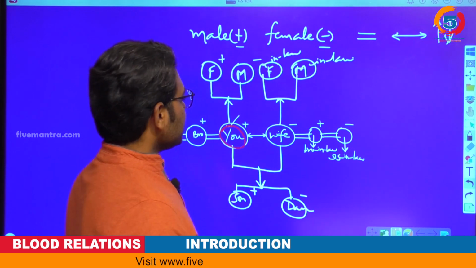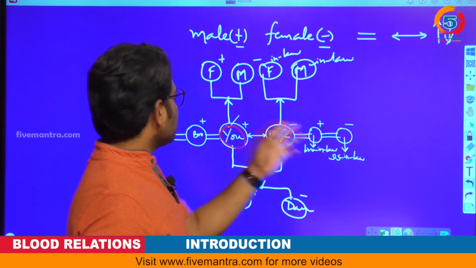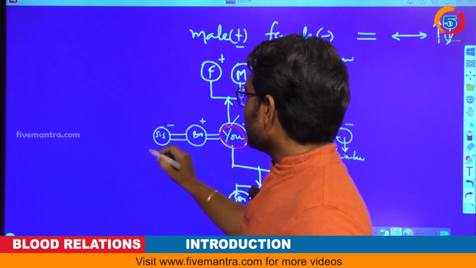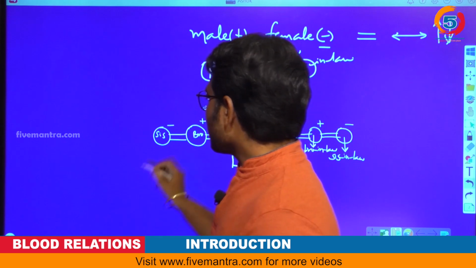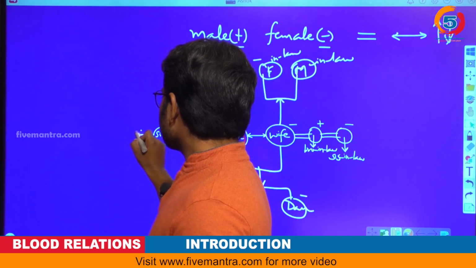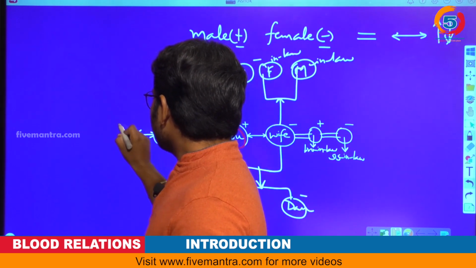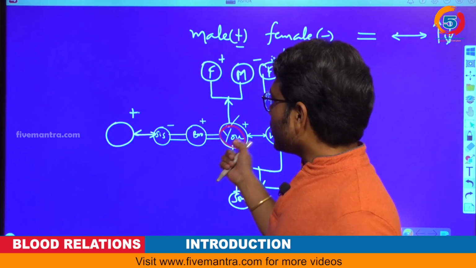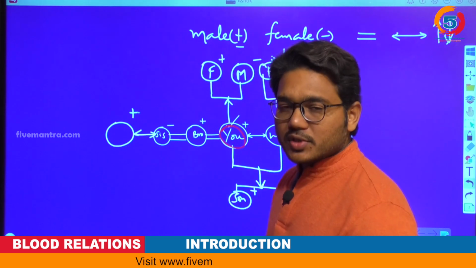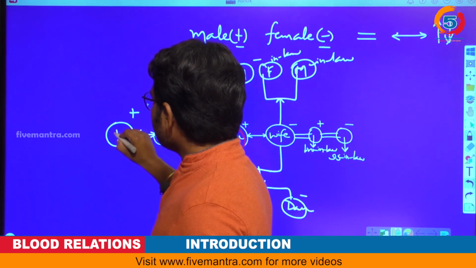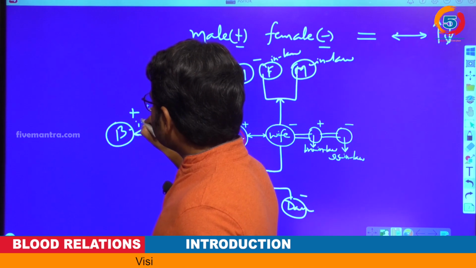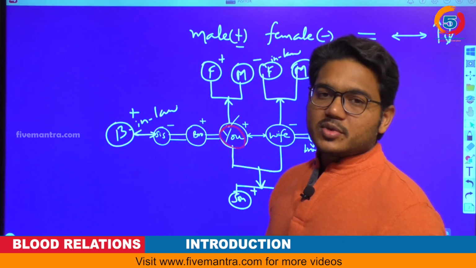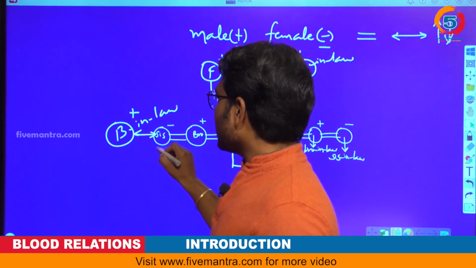Now, there is a chance that your brother and sister have got their own family. Suppose your sister is married to a person. So what do you call a person who is married to your sister? He is your brother-in-law. So let us take her family.